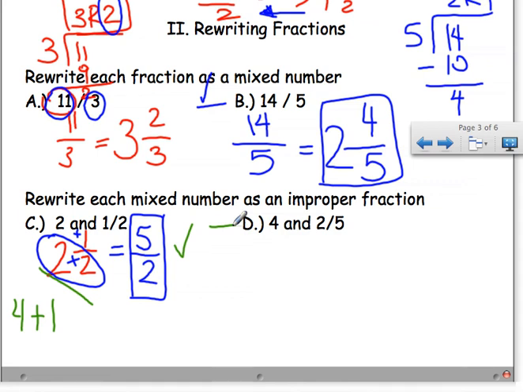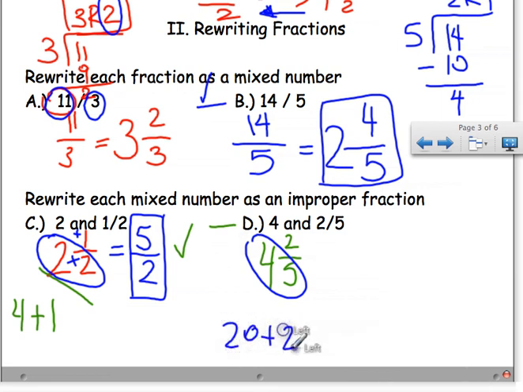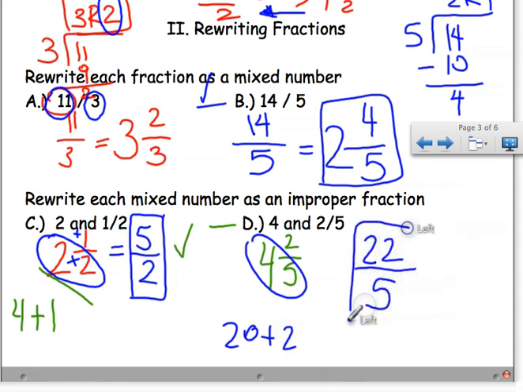Okay, you've tried D. If you look at 4 and 2/5, you rewrite it first as 4 and 2/5. You multiply 4 times 5, that's 20. Then you add the numerator, 20 plus 2. Your numerator should have been 22. Your denominator stays the same as fifths. Your correct answer should have been 22 fifths. Give yourself a check if you got that answer.